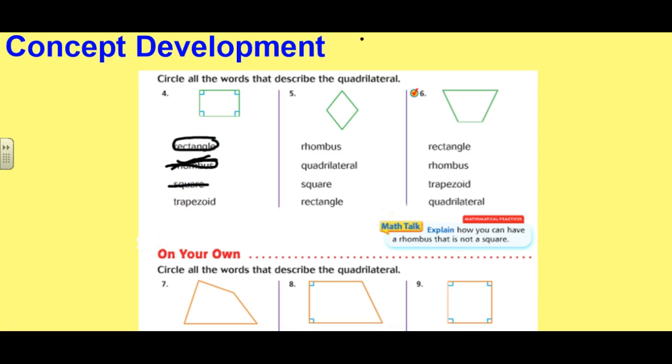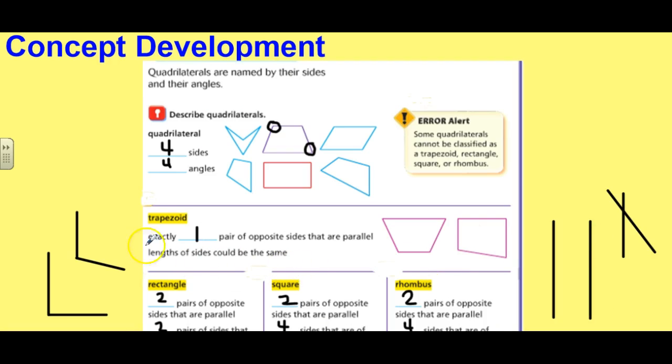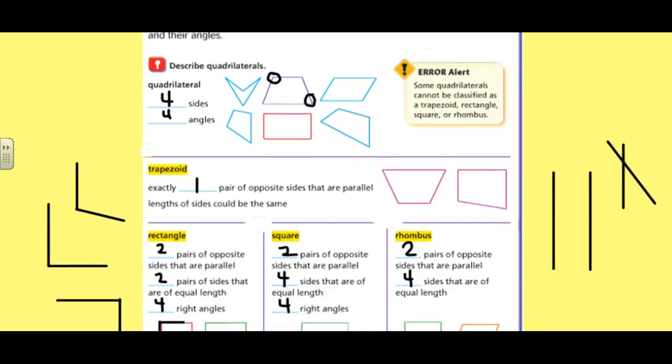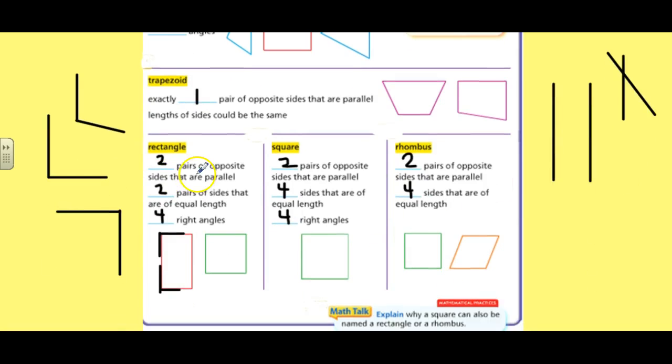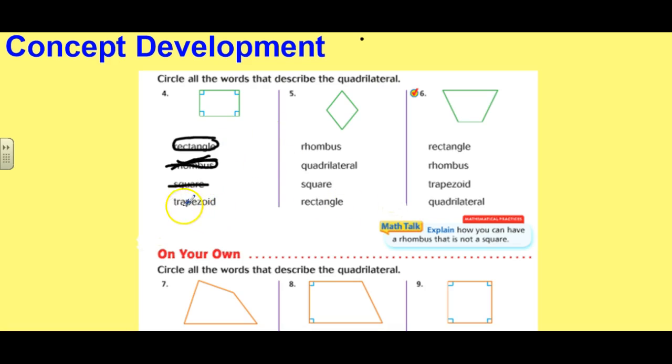And then a trapezoid, go back to the front. A trapezoid has exactly 1 pair of opposite sides that are parallel. But if you look at a rectangle, it has 2 pairs of opposite sides that are parallel. So this cannot be a trapezoid either. So the only thing that we're going to circle for this one is that it's a rectangle.